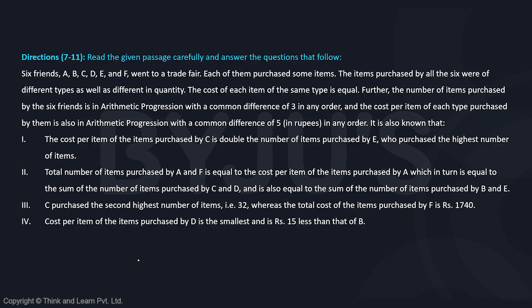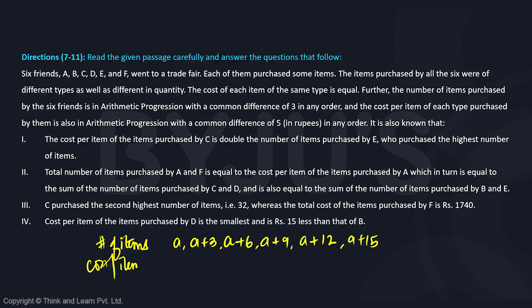in any order. So if we talk about the number of items purchased, it is of the format A plus 3, A plus 6, A plus 9, A plus 12 and A plus 15. Right? These are six terms of an AP. And if you talk about the cost per item, this is also an arithmetic progression with a common difference of 5 in any order. So it is B plus 5, B plus 10, B plus 15, B plus 20 and B plus 25.